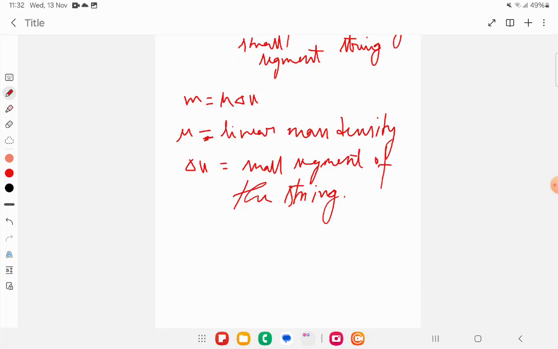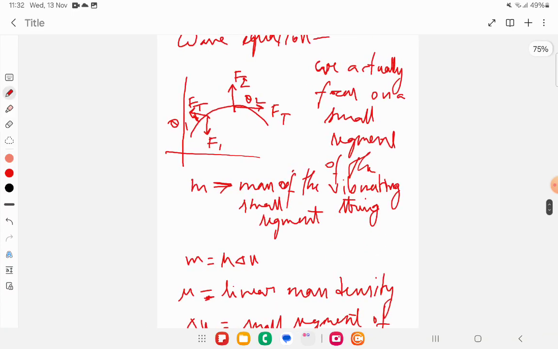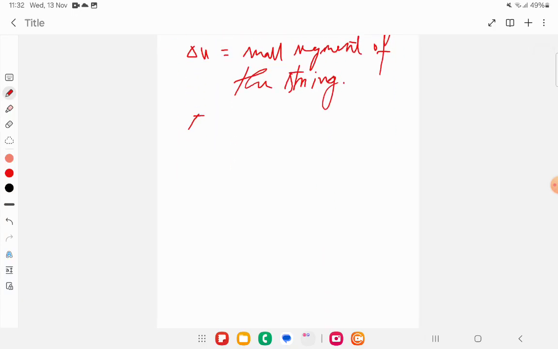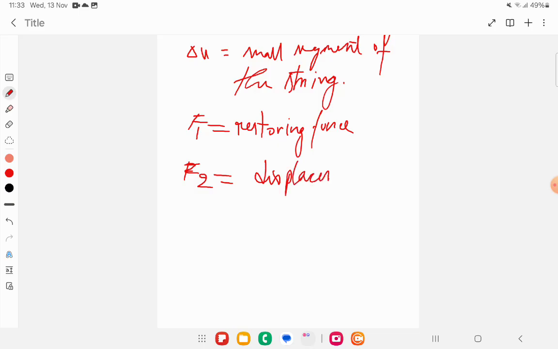Here F1 is the restoring force and F2 is the displacement force. Ignore the gravitational force.